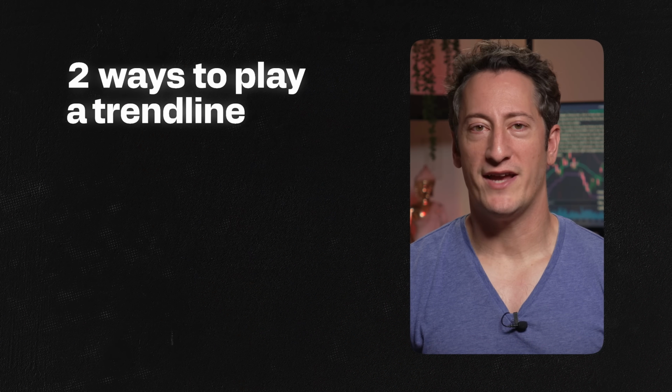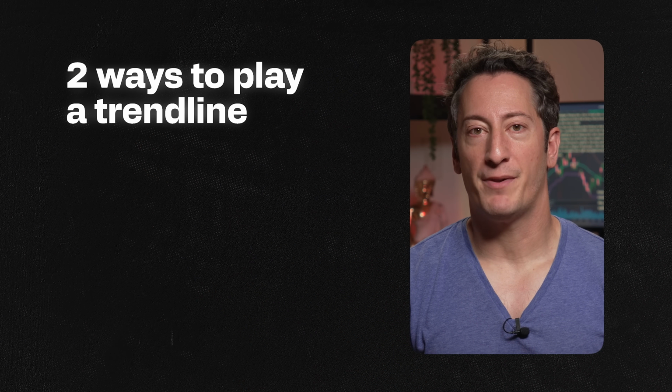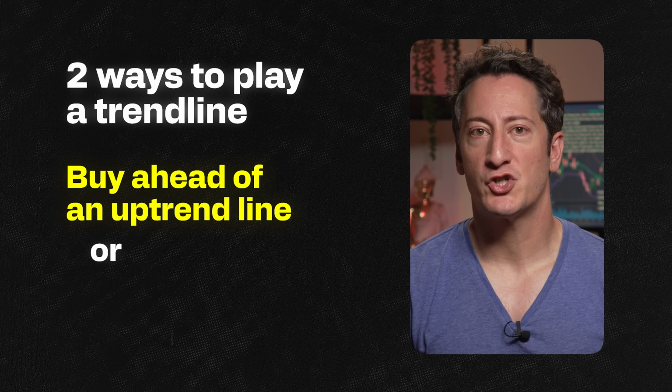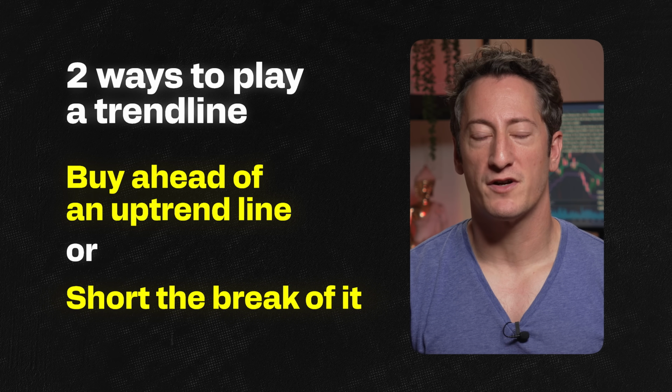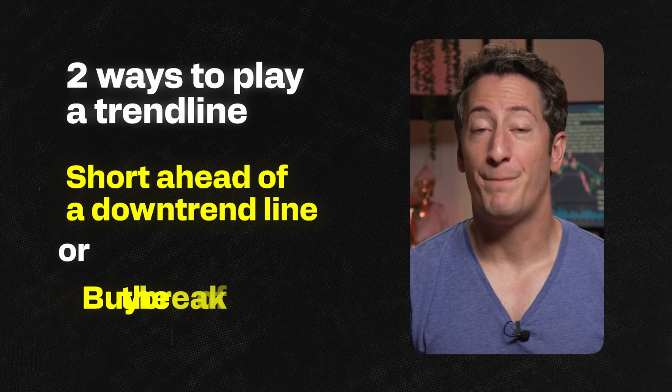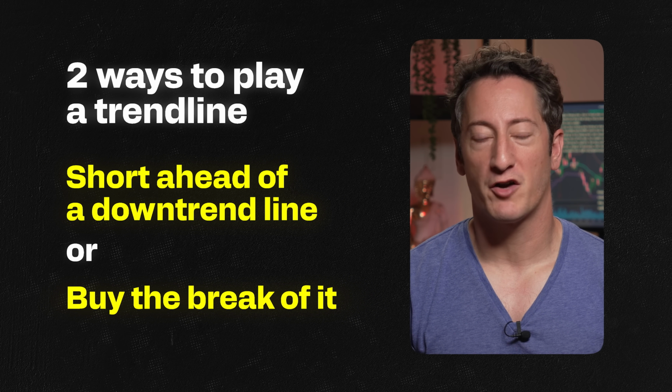There are two traditional ways to play a trend line, and it mimics the way we play support and resistance lines. You can either buy ahead of an uptrend line or short the break of it, much like we do for a support line. Similarly, you can short ahead of a downtrend line or buy the break of it, much like we do for a resistance line.